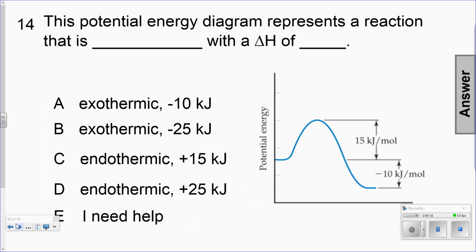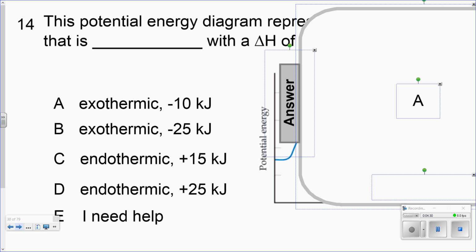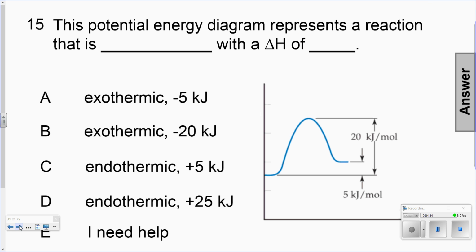Okay. A potential energy diagram represents a reaction that is what, with a delta H of what? This one is different. Notice the answer here is with the delta H of, it looks like, C.